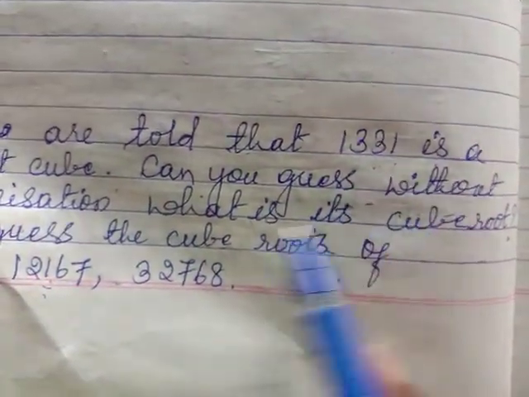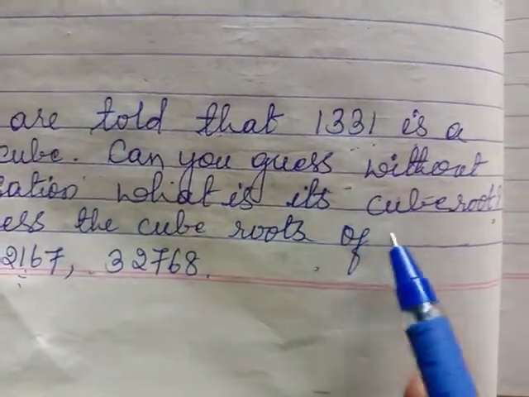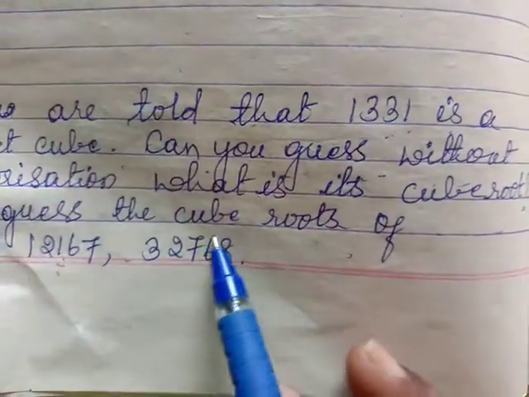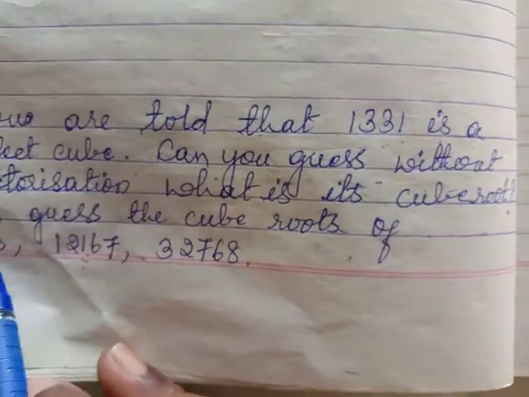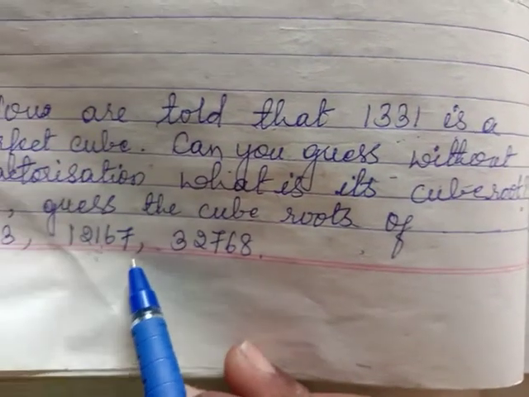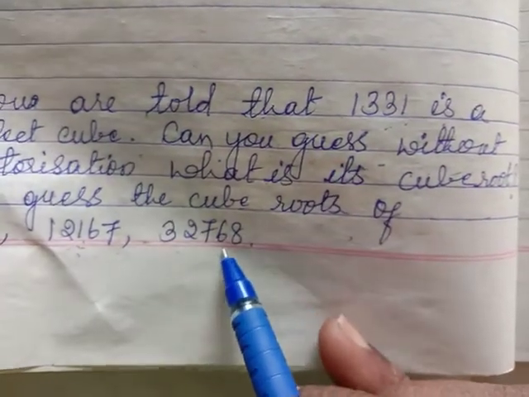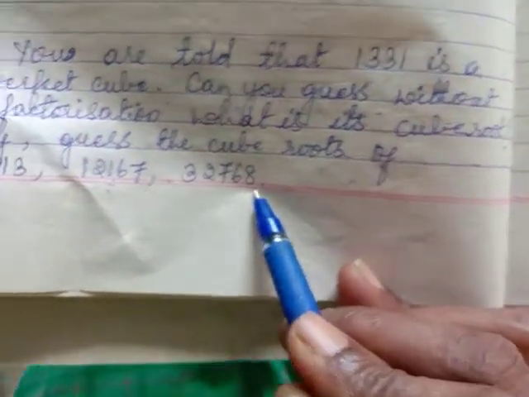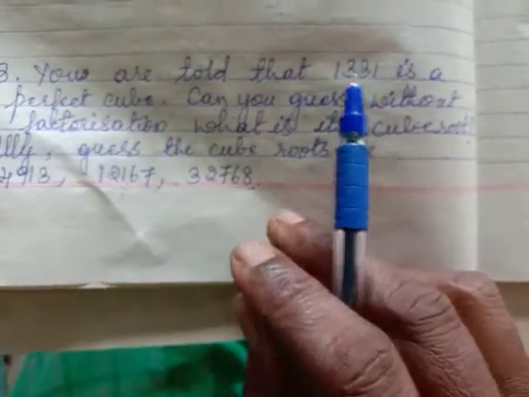Now, the third question: you are told that 1331 is a perfect cube. Can you guess without factorization what its cube root is? Similarly, guess the cube roots of 4913, 12,167, 32,768. In a similar way, that is like the estimating method.